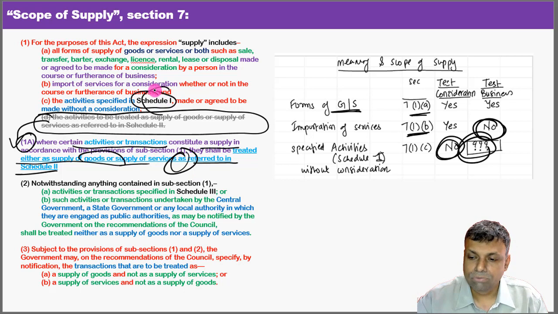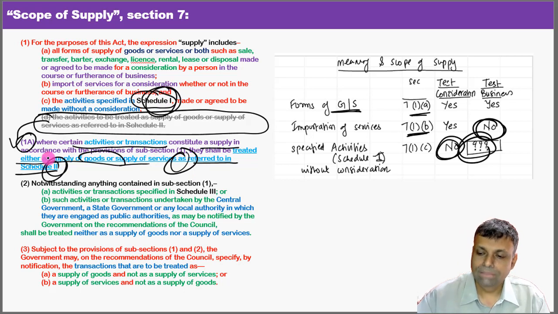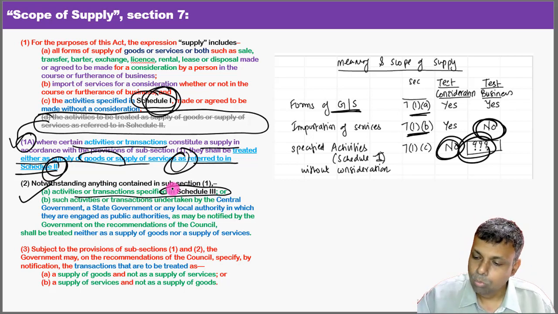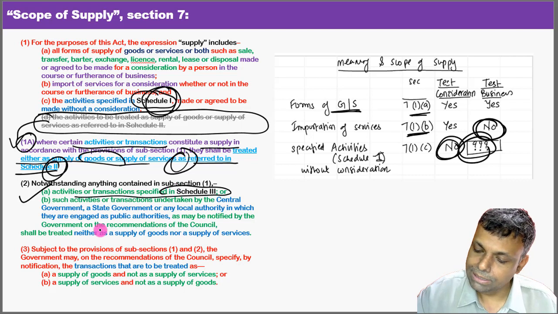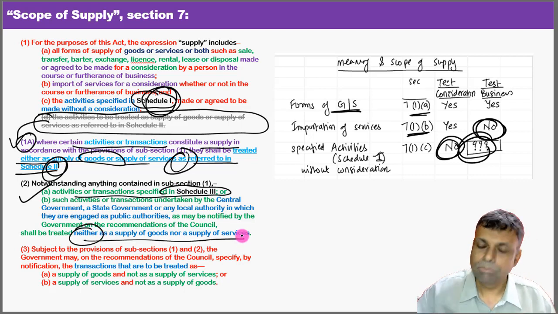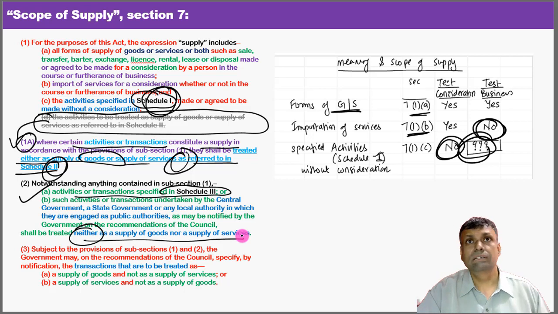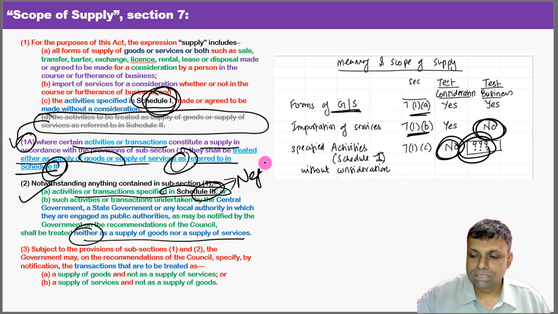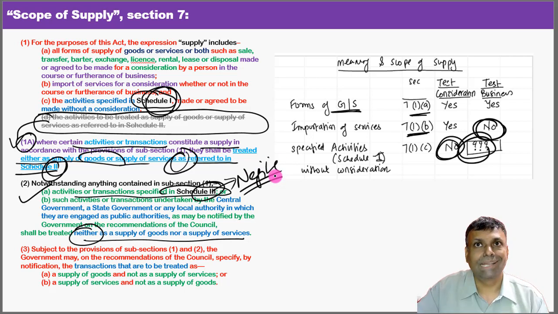So under the definition, you have three schedules. One is Schedule 1, the other is Schedule 2, and there is one more schedule, Schedule number 3, under subclause 2: activities or transactions specified in Schedule 3. These particular activities will be treated neither as the supply of goods nor the supply of services. Logically, this Schedule 3 is called a negative list. Negative list means these are the transactions which are absolutely not chargeable to the GST. I repeat, they are absolutely not chargeable to the GST.